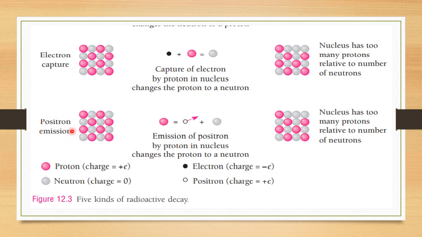Next is the positron emission. Positron emission is like this. This is the original one. The proton emits a positron and becomes a neutron. The positron is emitted and the neutron replaces the proton. Here too the reason is that the nucleus has too many protons relative to the number of neutrons. Okay, these are the 5 kinds of radioactive decay.